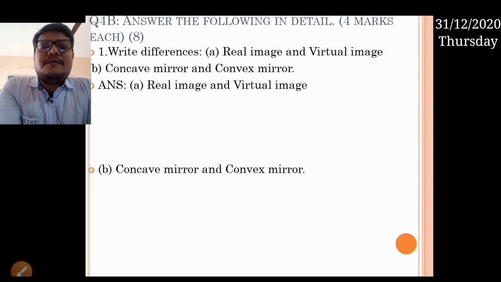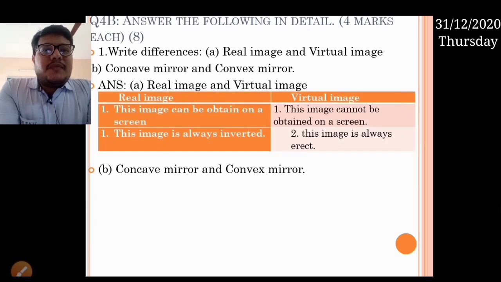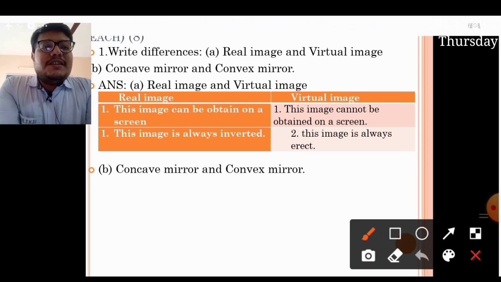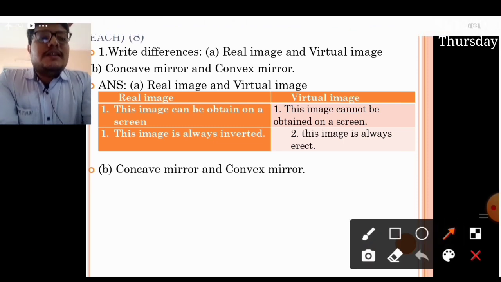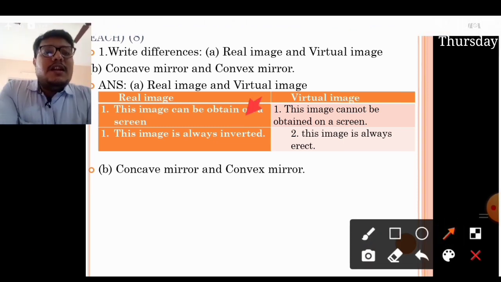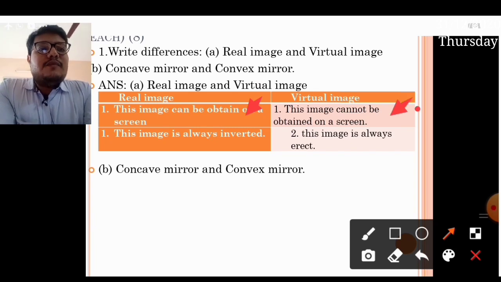Here real image and virtual image, right? So let's see answer. See here, real image can be obtained on a screen. Real image always can be obtained on a screen. Now virtual image we cannot obtain on a screen. Virtual image cannot be obtained on screen. Here you can see this point is for real image and this point is for virtual image, right?